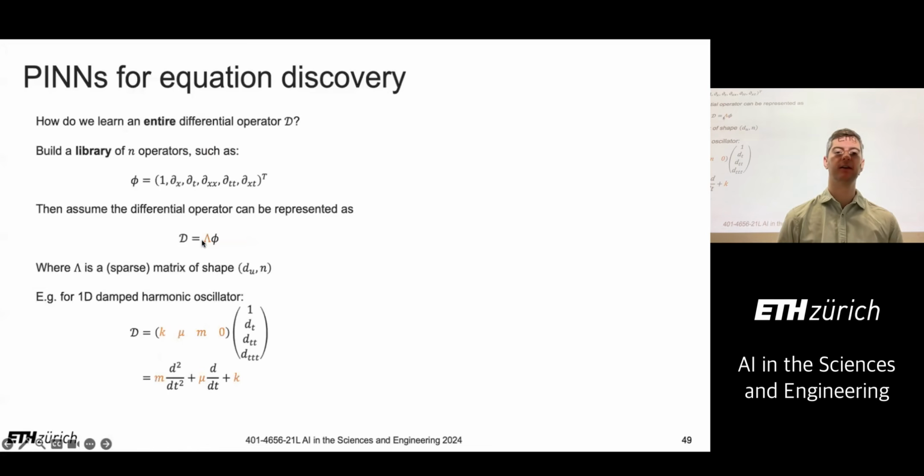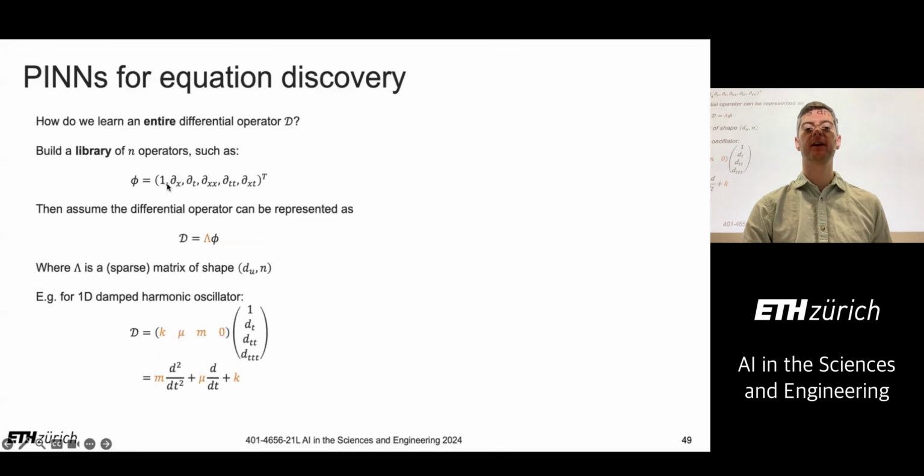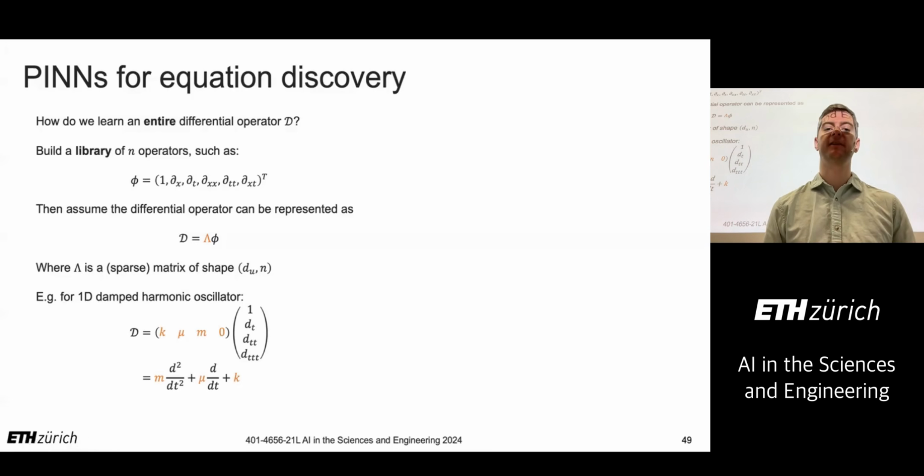So what we're going to do is we're going to say, okay, we're going to assume that D is composed of many different differentiable operators. And we're going to build a library of these operators. So we're going to say our PDE could contain any combination of these operators. So, for example, the partial derivative of the solution with respect to x, with respect to t, the second order derivatives and their combinations. And then we make the assumption that the differential operator can just be represented as this lambda matrix here. So this is a matrix of coefficients multiplied by this library vector of different operators.